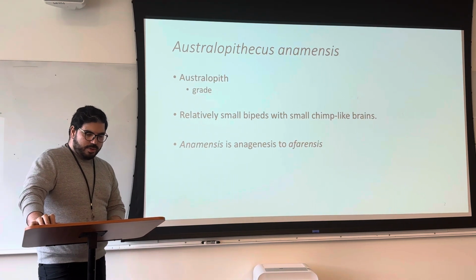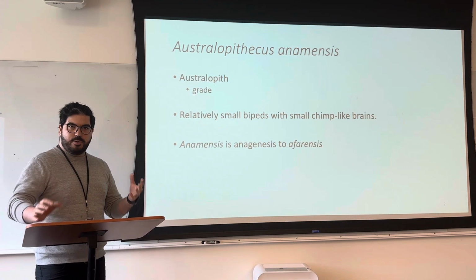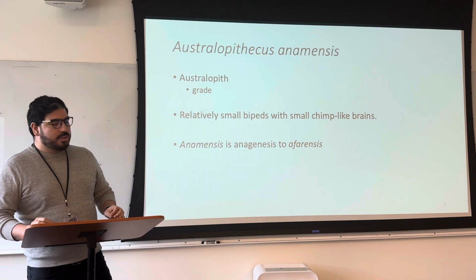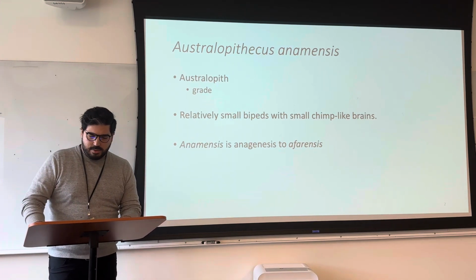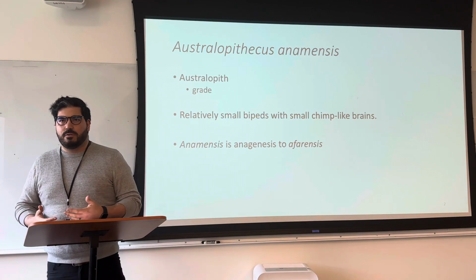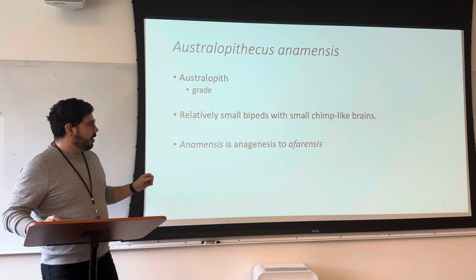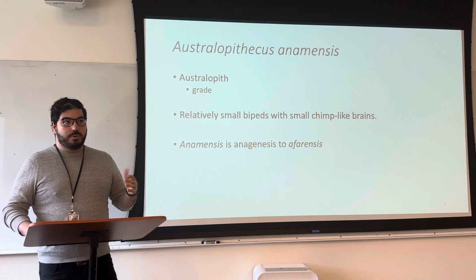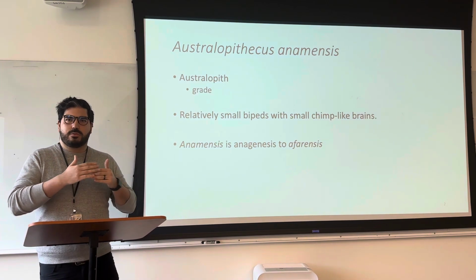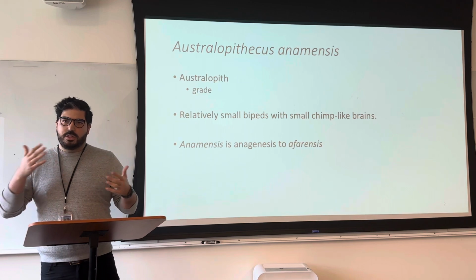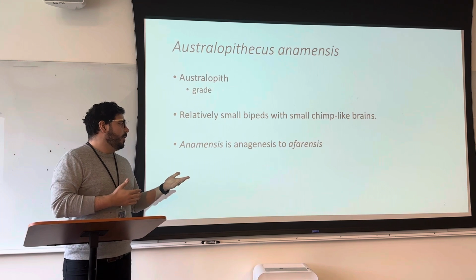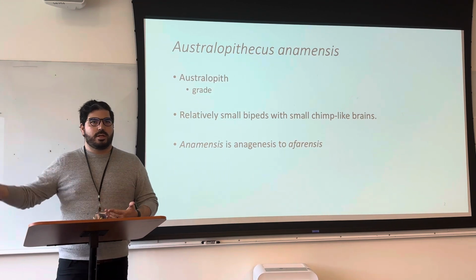So these are relatively small bipeds. They have small chimp-like brains still. And one cool thing is that anamensis is actually anagenesis to afarensis. So what does that mean, anagenesis? An anagenesis is like a gradual evolution of a species, right? I know you guys haven't talked about afarensis yet, but you will get to that soon. And so this one is what we would be calling more like a direct descendant. So like in an evolving lineage, the one that comes first, and then as we go on to afarensis, anamensis would be actively evolving to reach afarensis.